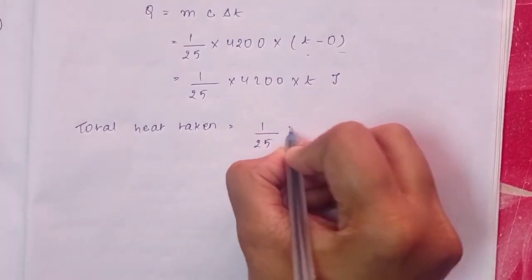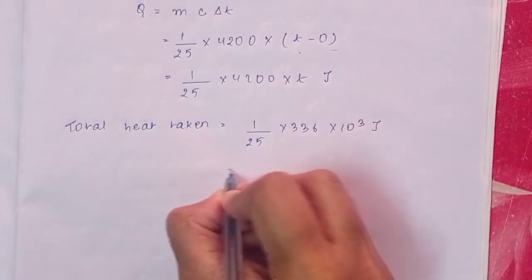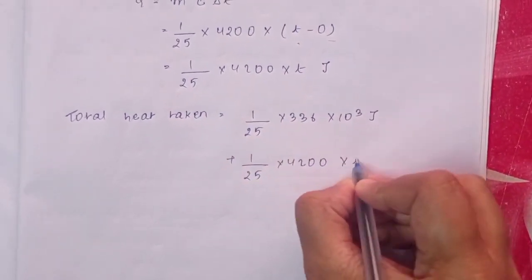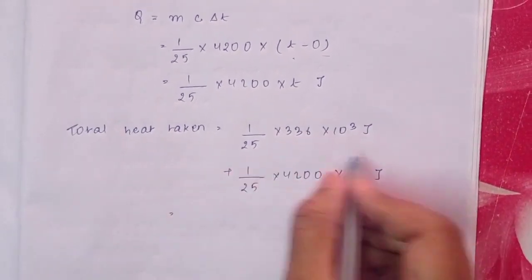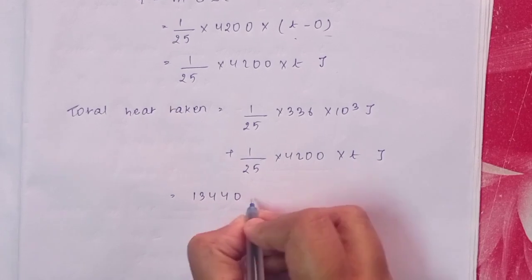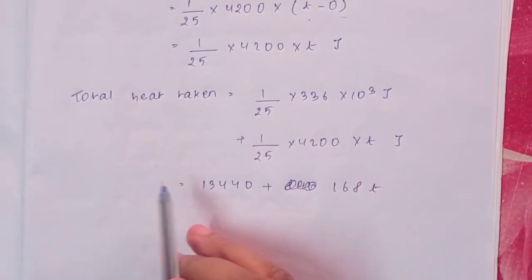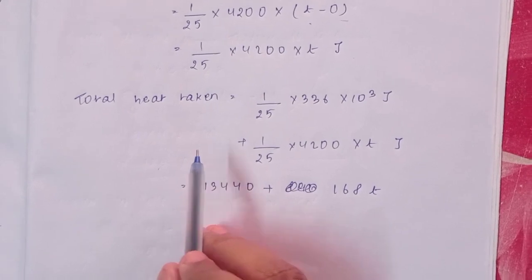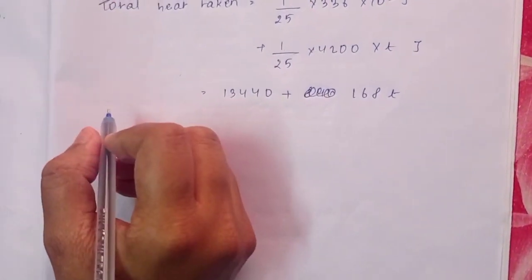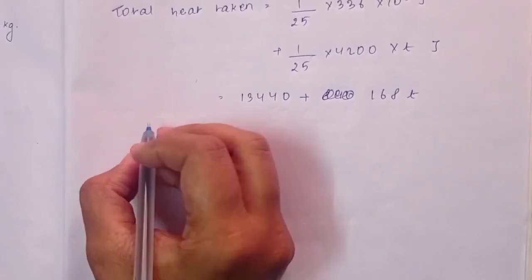One by 25 into 336 into 10 to the power 3 joule plus 1 by 25 into 4200 into T joule. So if you solve the first part, you will get 13440 plus 168 T. So this is the total heat taken by ice to convert into water. Now the water which was already there in the container will convert to water at the final temperature.